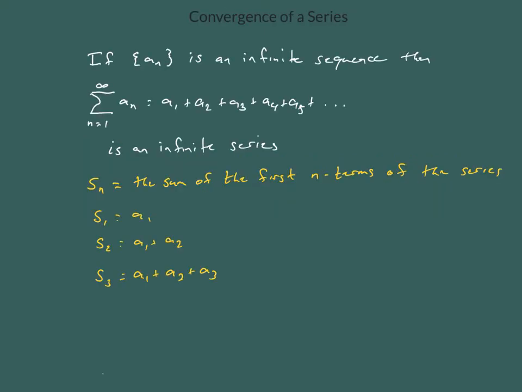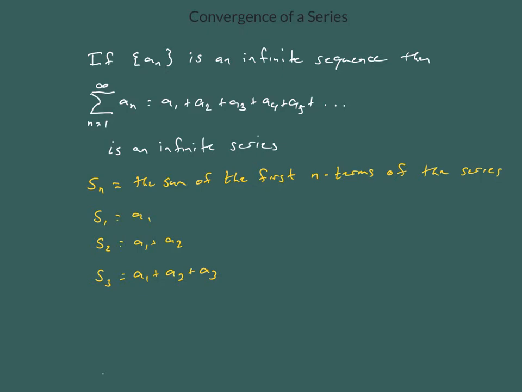Now, the first thing we have to do is have an understanding about what a series is. If we take a sequence, this a sub n sequence, and make it into a summation, n equals 1 to infinity of a sub n, this is what we're going to get: a1 plus a2 plus a3 plus a4 plus a5, and so forth. That is what's called an infinite series. We're adding up the terms of that infinite sequence.